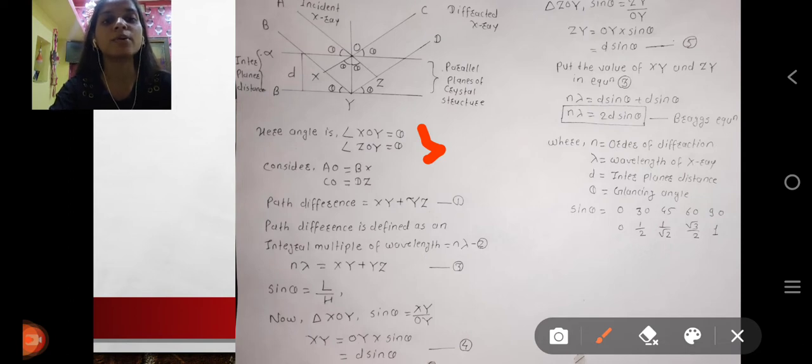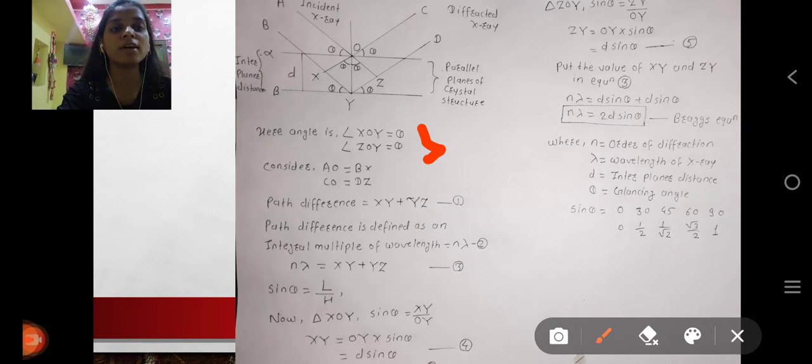So consider AO is equal to BX and CO is equal to DZ. There is a path difference present: XY plus YZ. So what is the path difference? Path difference is defined as an integral multiple of the wavelength, denoted by n lambda. So n lambda is equal to XY plus YZ. Now sin theta is equal to the length of the perpendicular upon the hypotenuse. In triangle XOY, sin theta is equal to XY upon OY, where XY is the length of the perpendicular and OY is the hypotenuse.